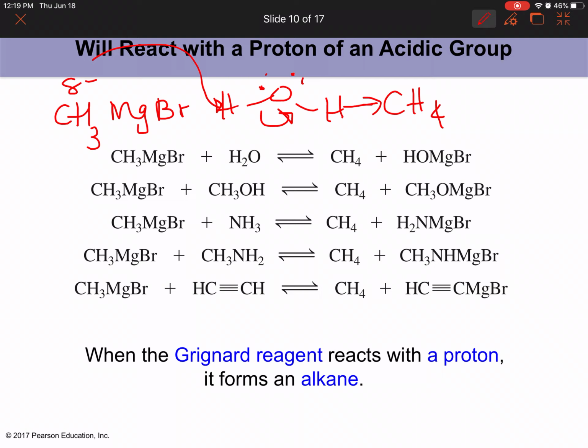The leaving group OH will combine with the magnesium. Now, if you really want this to react with something else that you want, it would not be able to do that because it has already been destroyed.